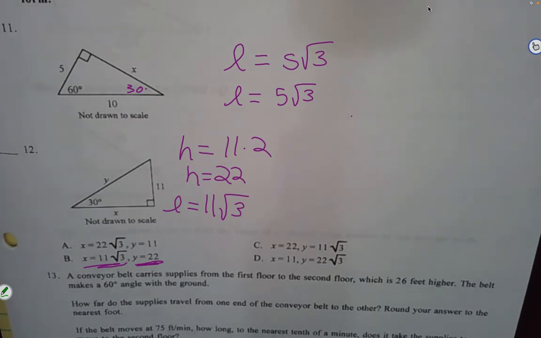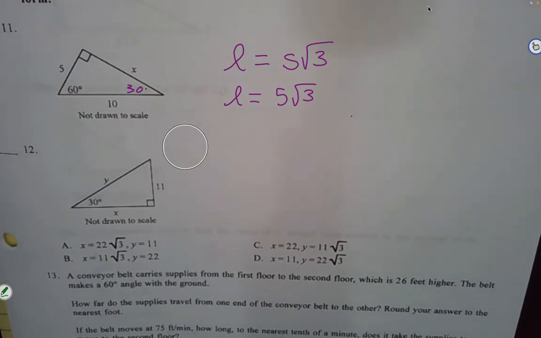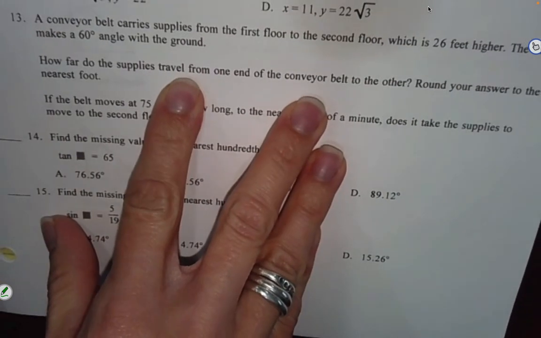Okay? Are we doing good? Yes? Alright, moving on. Wait, where do we get 11 from? That one was the long leg is the short leg times the square root of 3. And I was trying to find the long leg. What is the short leg? 11. So the long leg is 11 square root of 3.